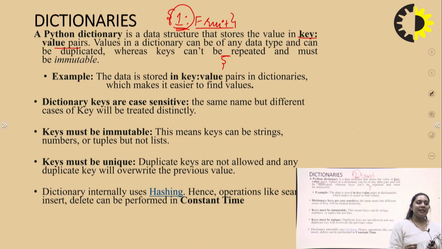Next, a dictionary internally uses hashing. You already learned hashing in data structures, right? So it uses a type of hashing algorithm. Because the dictionary uses hashing, a few operations like searching, insertion and deletion can be performed in constant time, right?